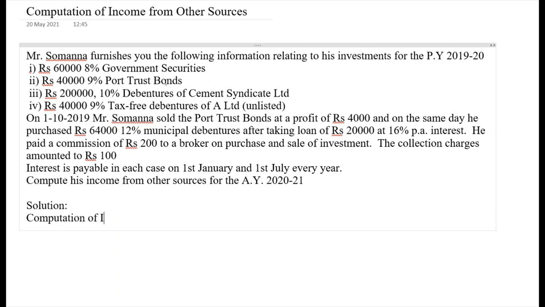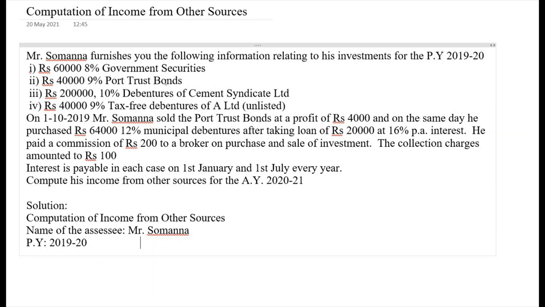So computation of income from other sources. Name of the assessee, Mr. Somanna. Previous year 2019-20. Then the assessment year 2020-21. So now let me insert 3 columns here. Particulars, rupees.